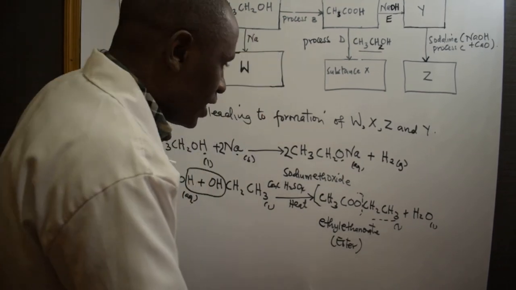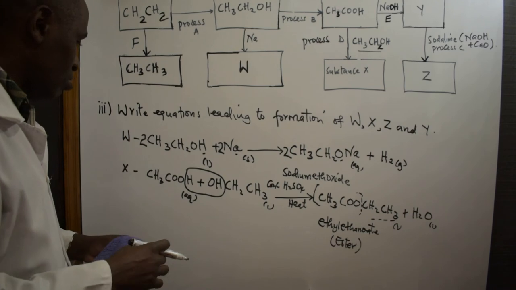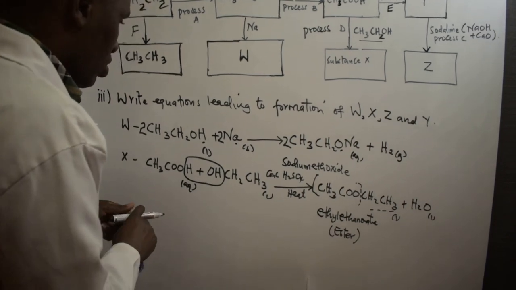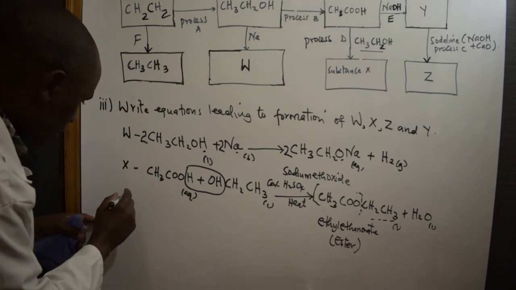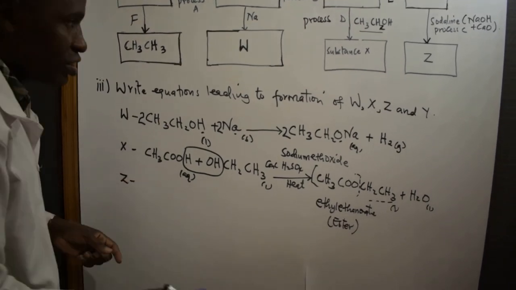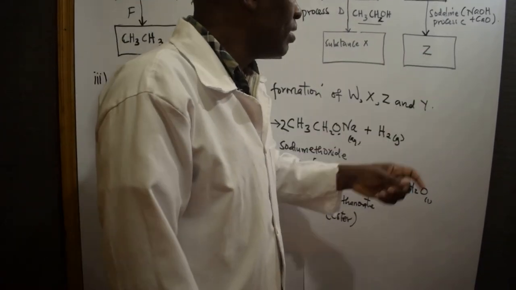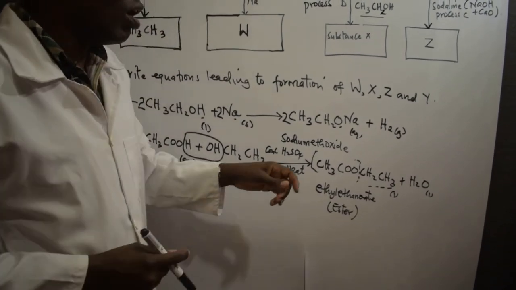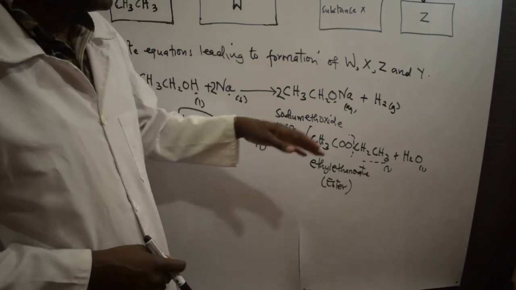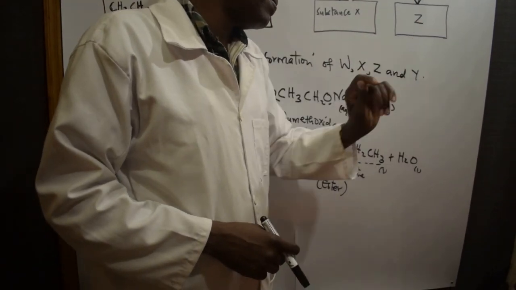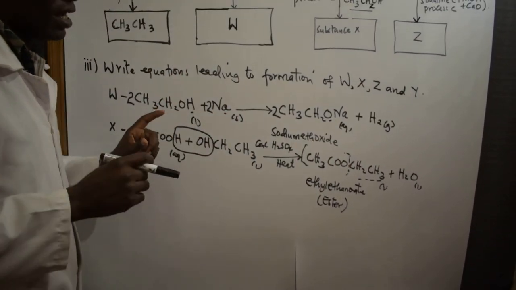Now, let's get to the other one, and we look at the Z. We are going to look at the formation of Z here. And I think I did mention that Z is an alkane.